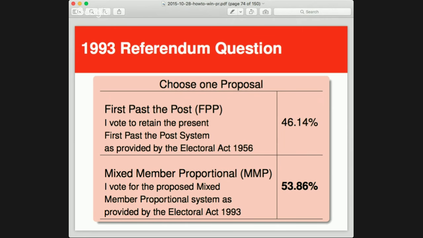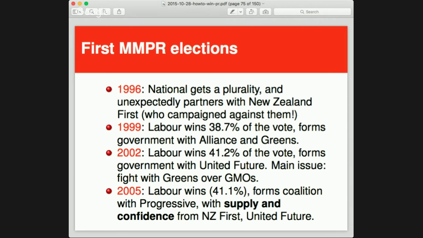1993, what happened? They pitted first past the post versus mixed member proportional, and mixed member proportional won. Did it win 60% like it had to in Ontario? No, it won 53, but it was still a clear winner. Okay, so now we have a mixed member proportional system in New Zealand. Hooray! What happens? They have an election in 1996 and craziness happens.